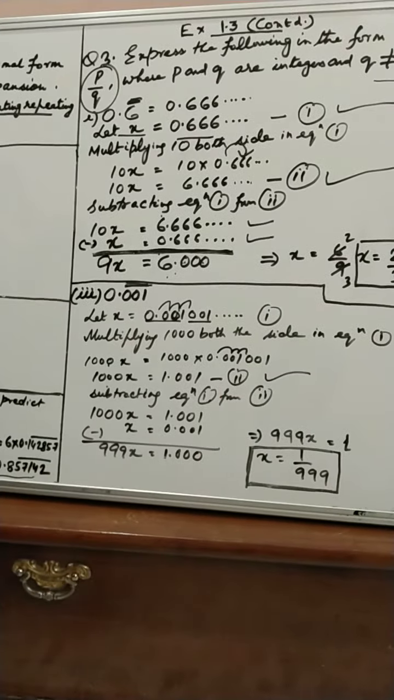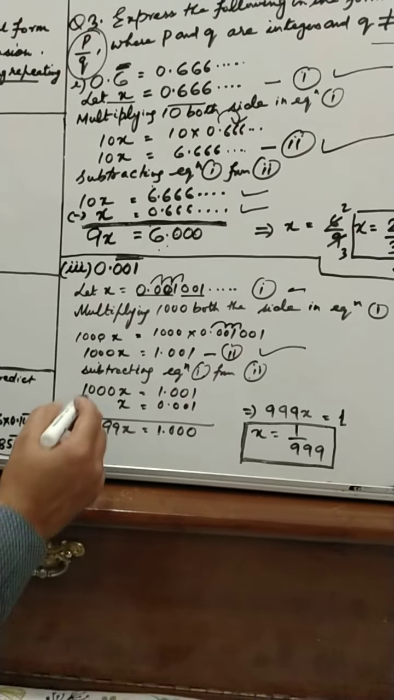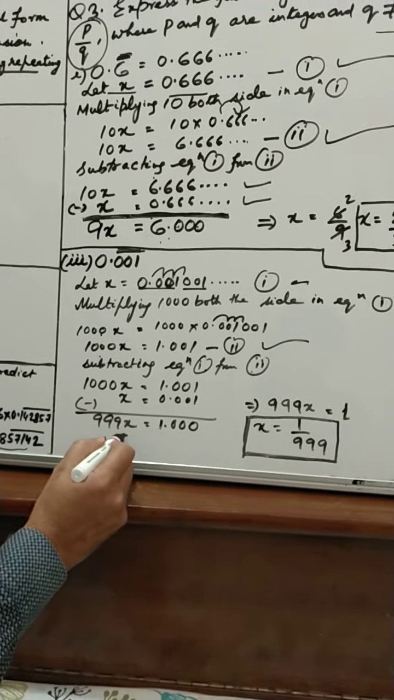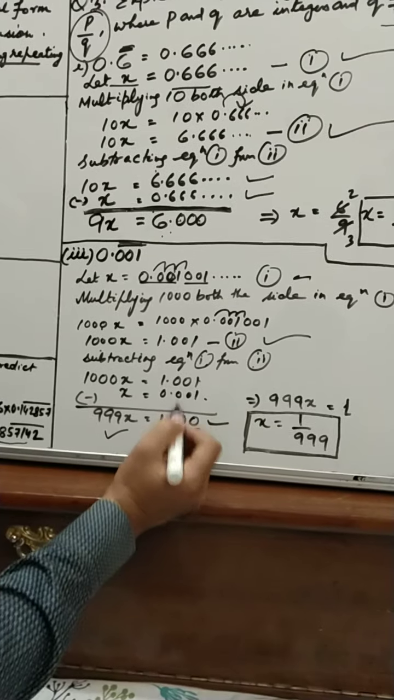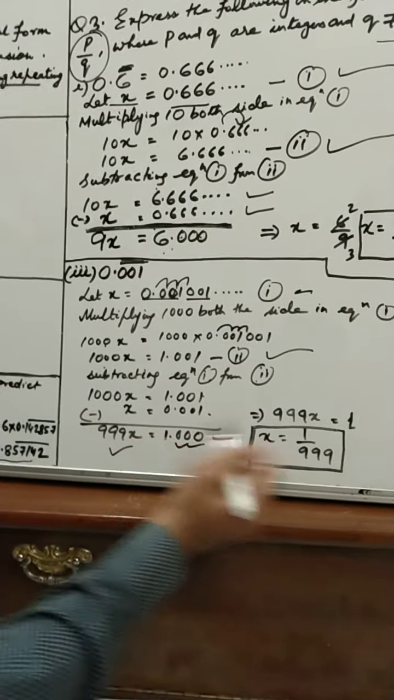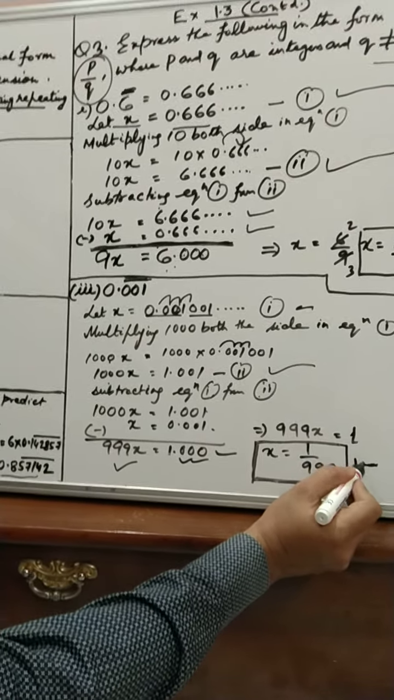Now subtracting equation 1 from 2. This is equation 1 and this is equation 2. So what will happen if you subtract equation 1 from 2? 1000x minus x is 999x, and 1 minus 1 is 0, 0, 0, 0, and 1 minus 0 is 1. So 999x equals 1, that is x equals 1 by 999.